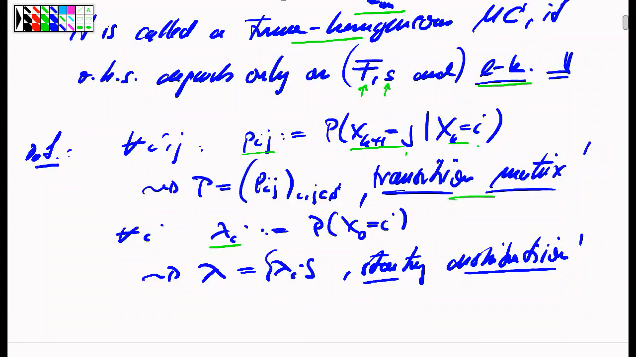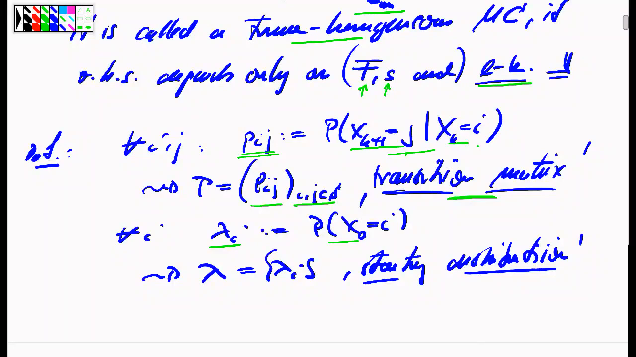This collection of probabilities Pij constitutes a matrix which is indexed by the collection of states in the state space, and we call this matrix the transition matrix. It is a stochastic matrix in the sense that all entries of this matrix are non-negative, and the sum of the entries in each row is 1.